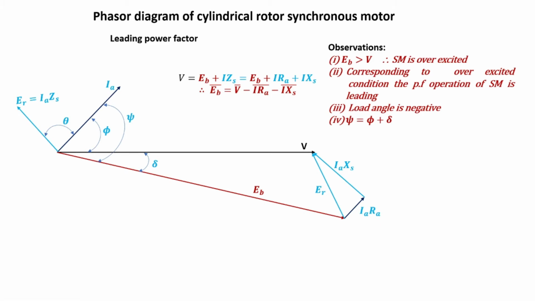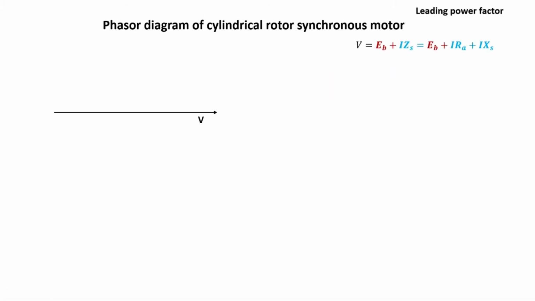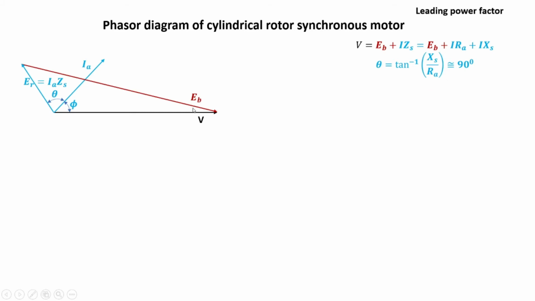Now let's discuss the derivation of the expression for E_b and delta using phasor diagram. Let V be the reference phasor. Armature current I_a is leading voltage by power factor angle phi. Due to this armature current, a voltage drop I_a Z_s is developed in armature windings, which is leading I_a by an angle theta, where theta is equal to tan inverse X_s by R_a, which is nearly equal to 90 degrees. If R_a is 0, theta becomes exactly equal to 90 degrees. So V is equal to E_b phasor plus E_r phasor. Angle between E_b and V is delta.